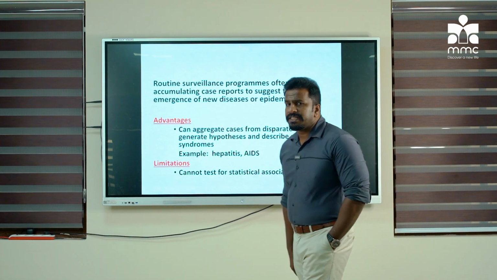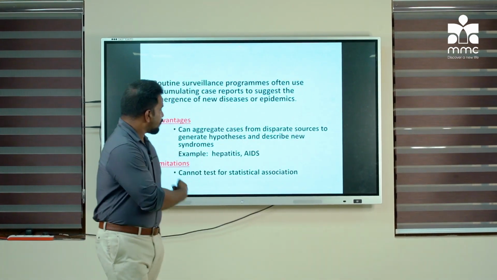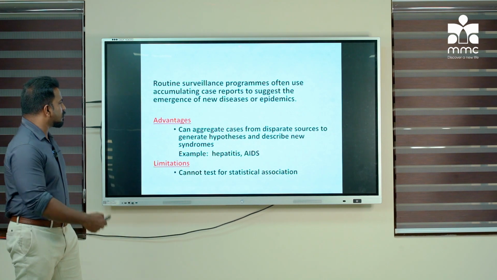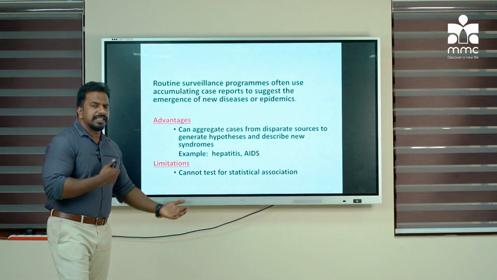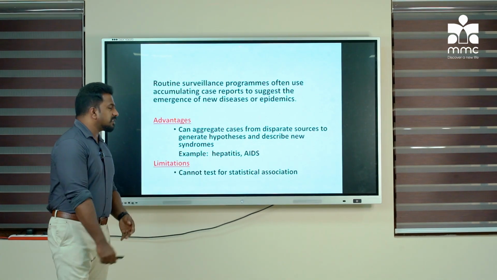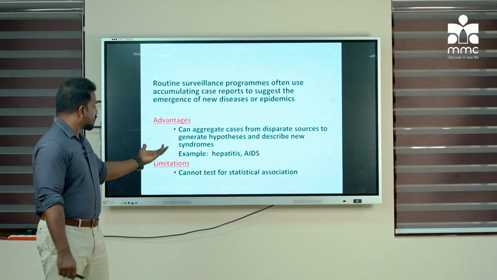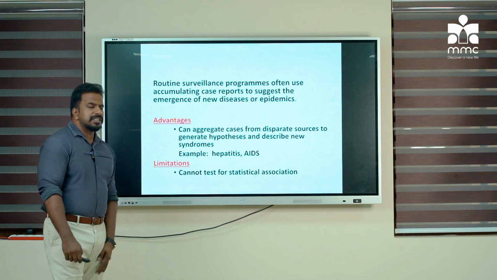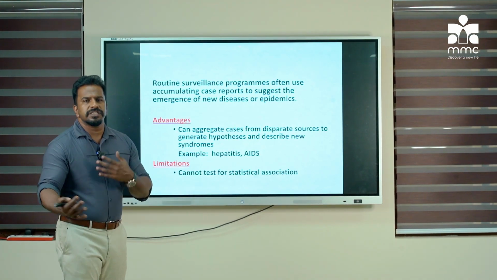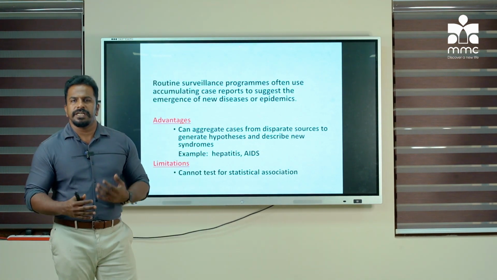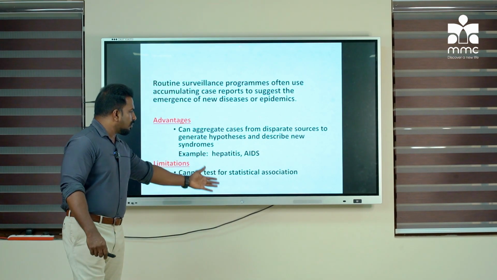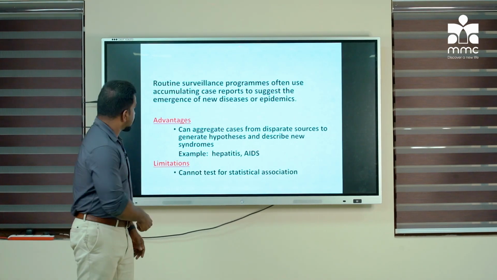Advantages are that we can aggregate the cases from disparate sources to generate hypotheses, describe a new syndrome, and so on. So these are some of the advantages of a descriptive study or case report. And the limitation is that we cannot go for any association or statistical analysis. Here we are just taking a case and writing a report, so we cannot go for a statistical association.